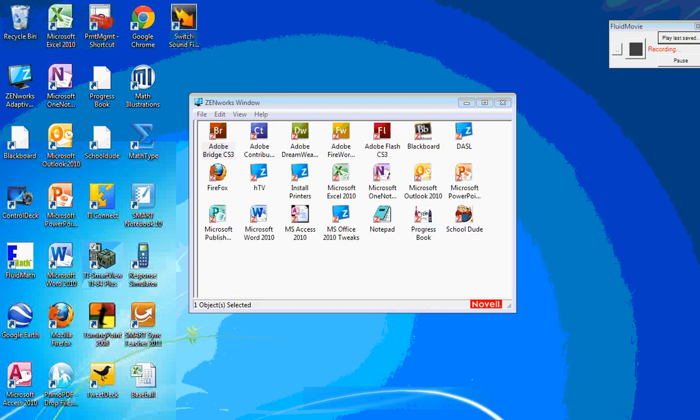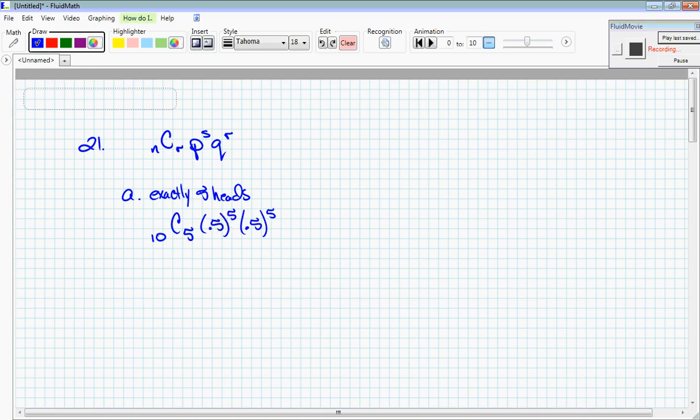While this is loading up, we can go ahead and start to set up part B. In part B, it says, what's the probability of exactly 6 heads? We're going to use the same formula. This time, however, it's going to be 10C4, because remember, if we're looking for 6 heads out of 10, the remainder, the undesired result, would be 4 tails. Then the percent of success, again, is going to be 0.5, but this time it's going to be raised to the 6th power times 0.5 raised to the 4th.